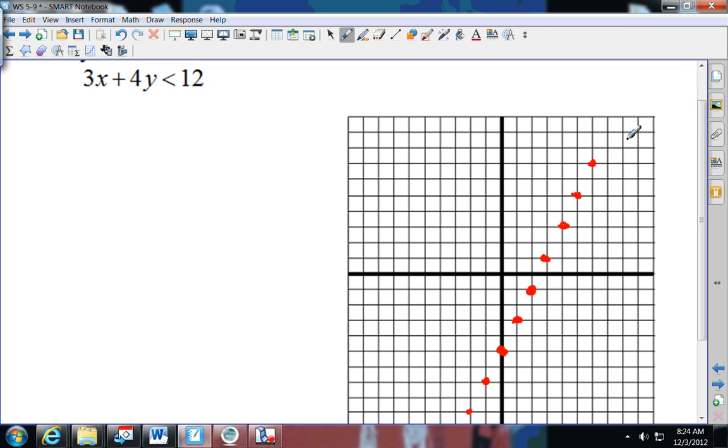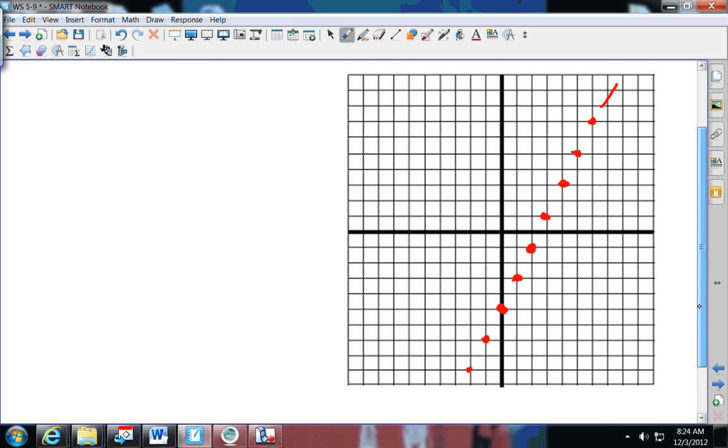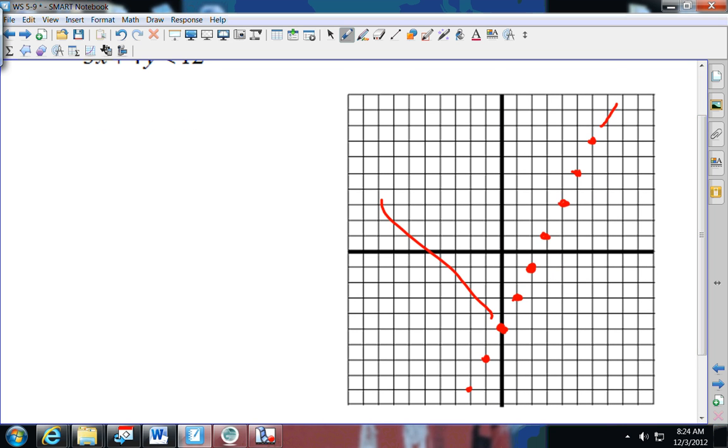All right, dashed line. Now, it says that it is greater than. So I'm going to start here, and the shading is going to go everything above. Okay, so there's the shading for that first one.